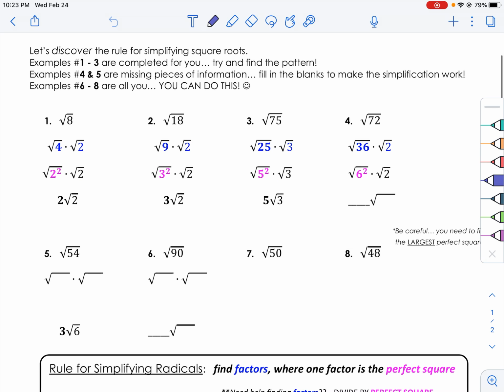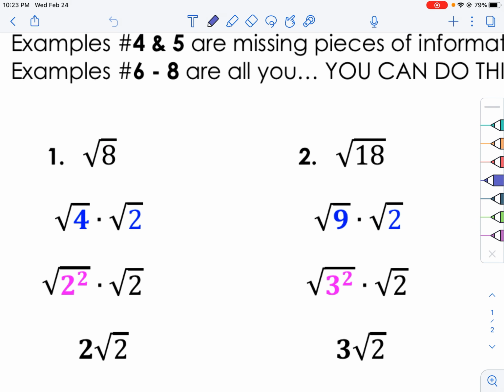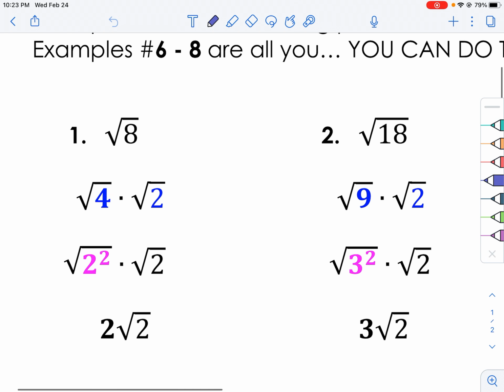Alright everybody, so today we're taking a look at simplifying square roots. So how do you simplify a square root? Well, let's take a look at this first example that's written out for us.